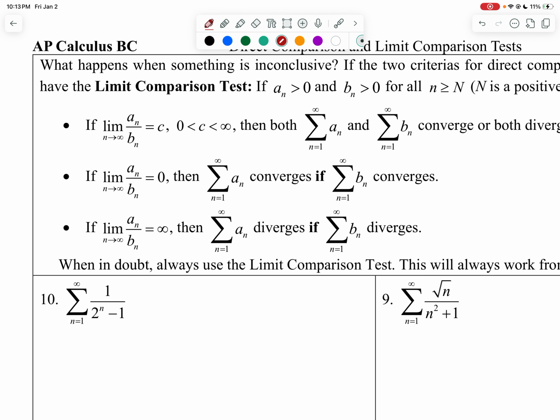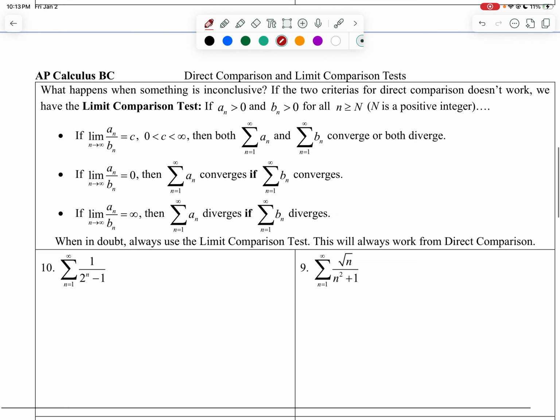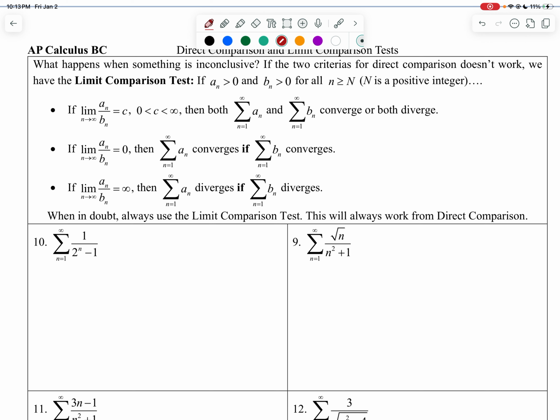So in this case, you could do b sub n over a sub n. It doesn't really matter in terms of that. Now, if the limit is 0 whenever you divide it out, then the series will converge if the other series converges. And then same thing for the third bullet point. If it's infinity, then a sub n would diverge if b sub n diverges in terms of the series.